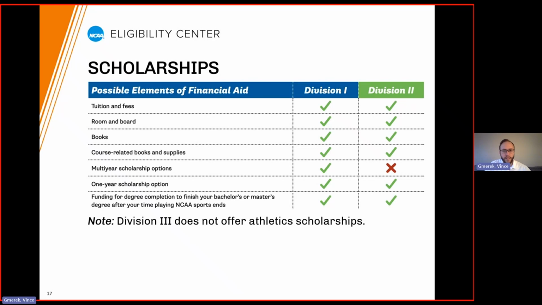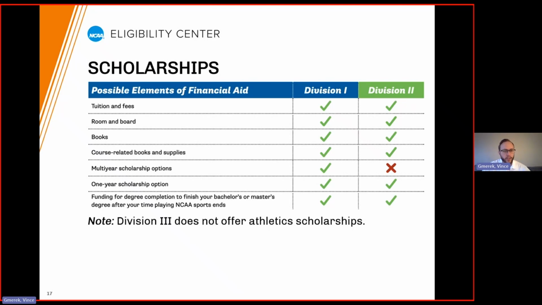In terms of athletic scholarships, though, Division I and Division II offer scholarships in all of these different areas. The only difference here between Division I and Division II, as you'll see on the chart, is that Division II does not offer multi-year athletic scholarships. Meaning, if you attend an NCAA Division I school, they may offer you a scholarship for all 4 years of your college, for example, whereas Division II, they only offer year by year, 1 year at a time, athletic scholarships.